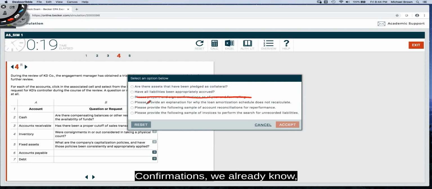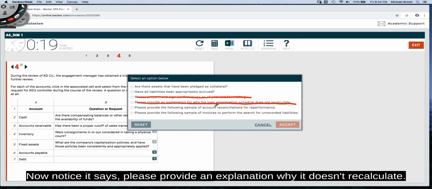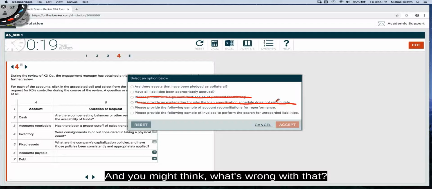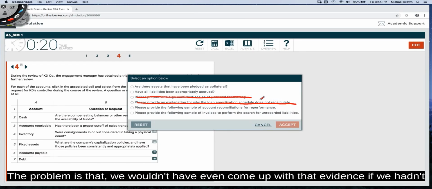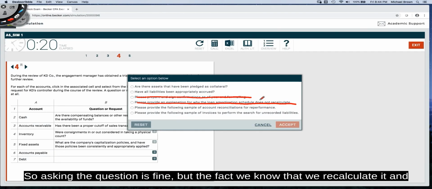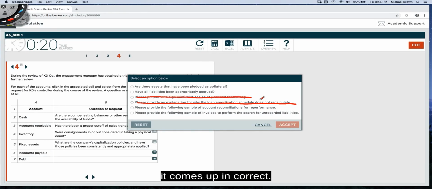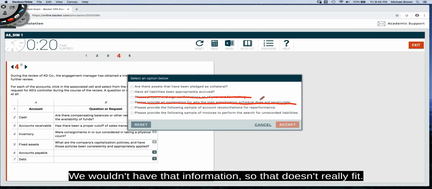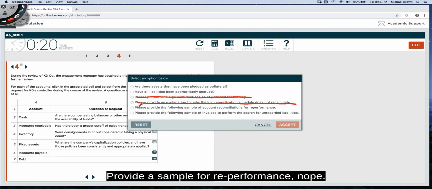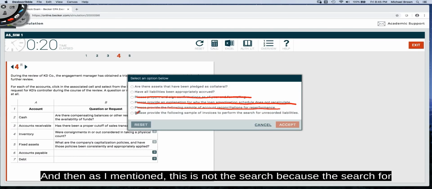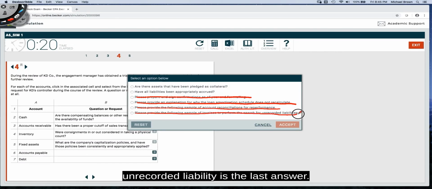Confirmations, we already know. Recalculate the loan amortization schedule. Now notice it says, please provide an explanation why it doesn't recalculate. You might think, well, what's wrong with that? The problem is that we wouldn't have even come up with that evidence if we hadn't done an audit procedure. So asking the question is fine, but the fact we know that we recalculated and it comes up incorrect, we wouldn't have that information. So that doesn't really fit. Provide a sample for reperformance? Nope. And then, as I mentioned, this is not the search, because the search for unrecorded liabilities, the last answer, that is a substantive auditing procedure.